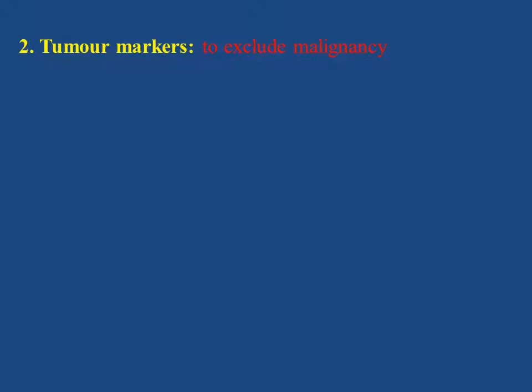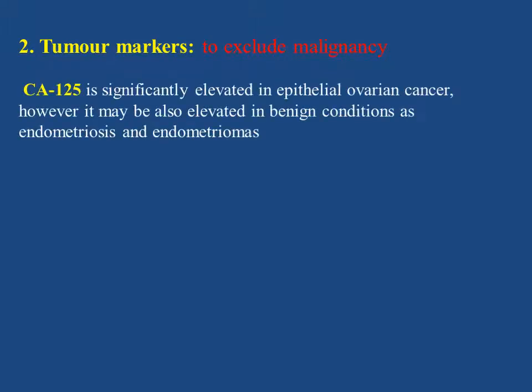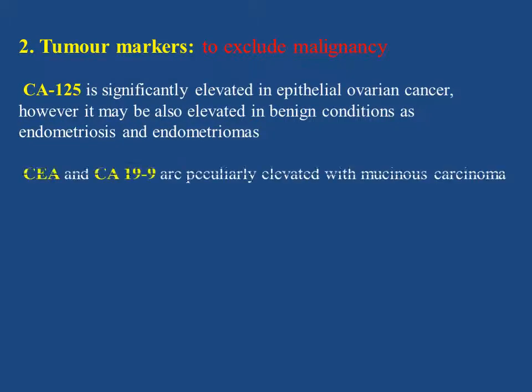Then the tumor marker, of course, to exclude malignancy, with CA125. This is significantly elevated in epithelial ovarian cancer, but it can also be elevated in benign conditions like endometriosis or endometriomas. The carcinoembryonic antigen and the CA199 are particularly elevated in mucinous carcinoma.